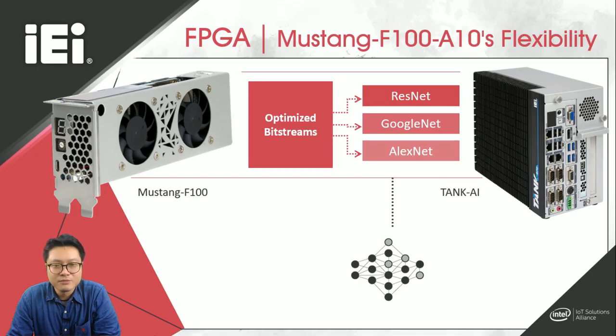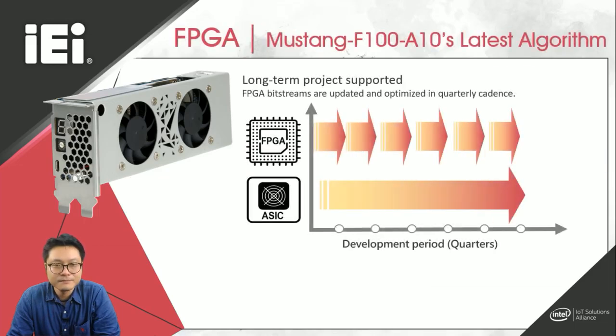The greatest feature of FPGA is high flexibility. So you can upload different optimized bitstreams for different topologies for your different AI tasks. The OpenVINO toolkit is released every quarter. So unlike a typical ASIC, you can upload the latest optimized topology periodically to get the best performance.